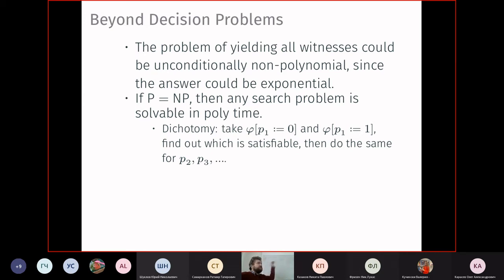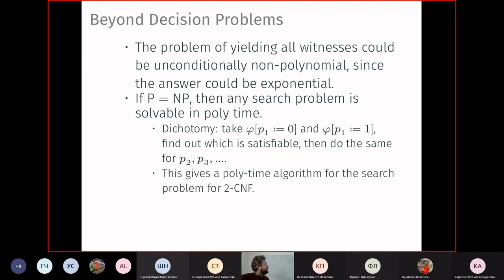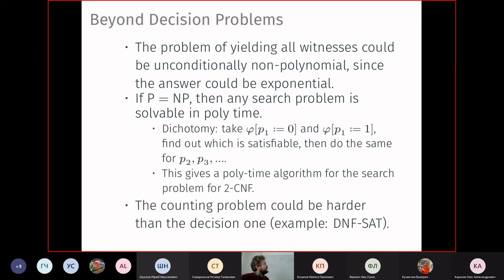There you didn't just do these checks. You just said, okay, if in your saturation you don't have pi, you can put an arbitrary value. So a search problem is basically the same complexity as the decision one. And this gives a pointer: the counting problem could be harder than the decision one. There is an example. We'll discuss it in detail next time.